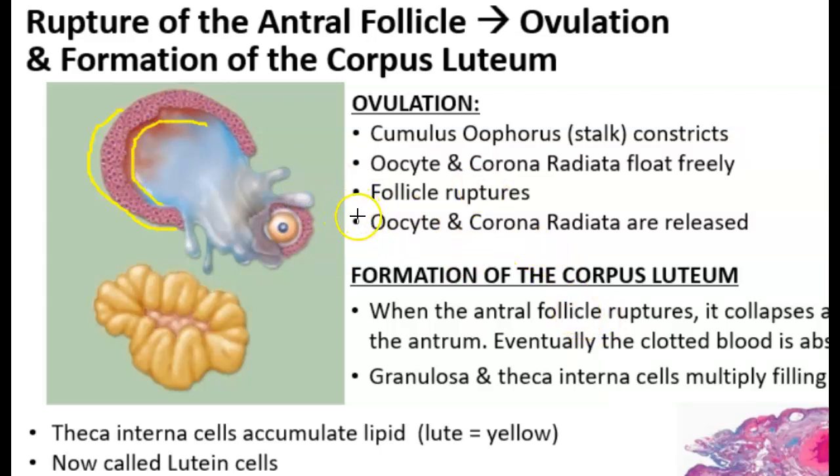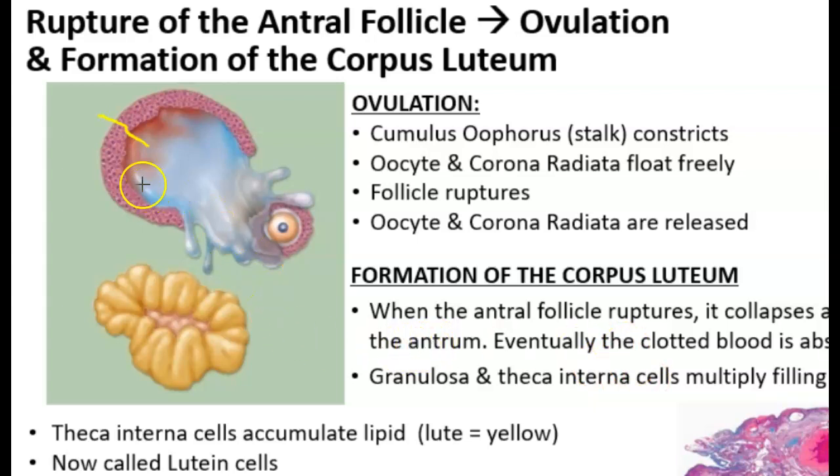What is released, and this is what's most important, what is released from an antral follicle is an oocyte surrounded by the corona radiata granulosa cells. Once these structures leave and the fluid leaves, then the follicle collapses. And since it had a blood supply specifically through that cumulus oophorus, there's going to be some bleeding into the antrum. Eventually the blood clots and it's absorbed.